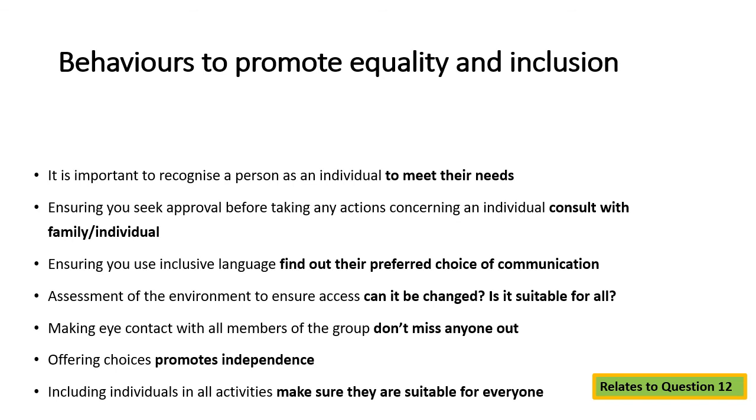Assessment of the environment to ensure access. Can it be changed? Is it suitable for all? We've just looked at some of the barriers, and we do need to make sure it's accessible. We do need to make sure that it's suitable for everybody. Access is really important. Everybody needs to be able to get into the environment. Making eye contact with all members of the group. Don't miss anyone out. If you're talking to a group of people, make sure you give eye contact to them all so that they know that you're talking to them.